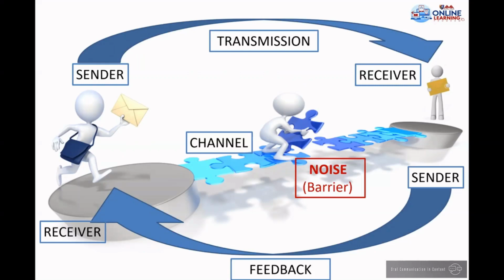Okay, let's discuss the elements involved in the communication process. What are those elements? First is the sender. Second is the message. Third is the receiver. Fourth is the channel. Fifth is the feedback. And we will also talk about the noise or the barrier.